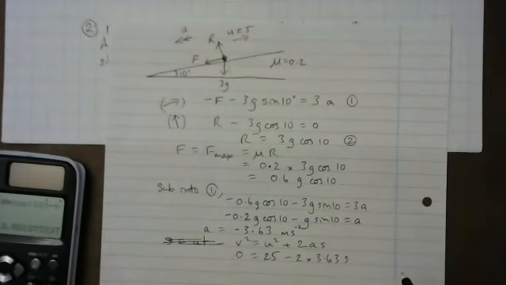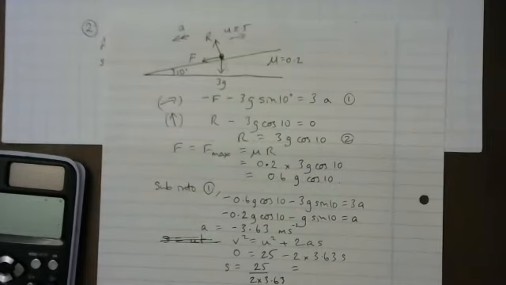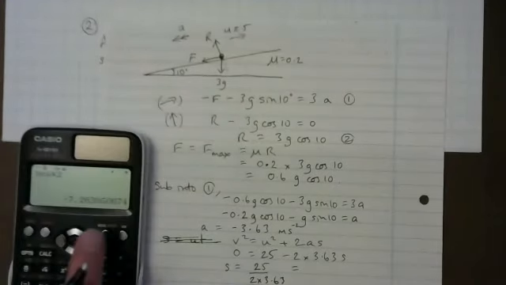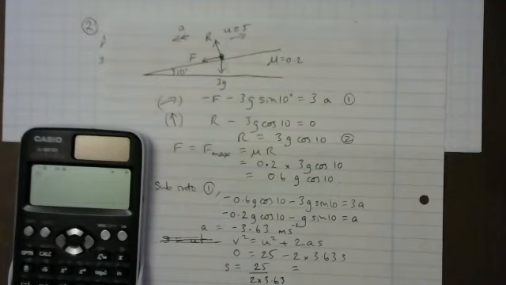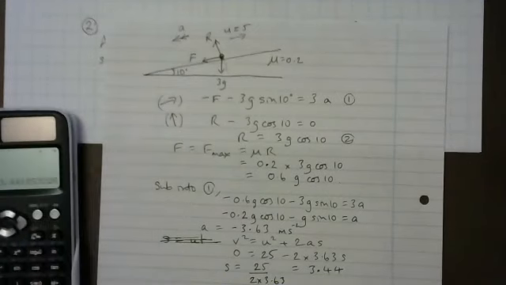S. Rearrange the equation. S equals 25 divided by 2 times 3.63 equals 7.635, and 25 divided by that, 3.44. So it travels 3.44 meters before it comes to a stop.